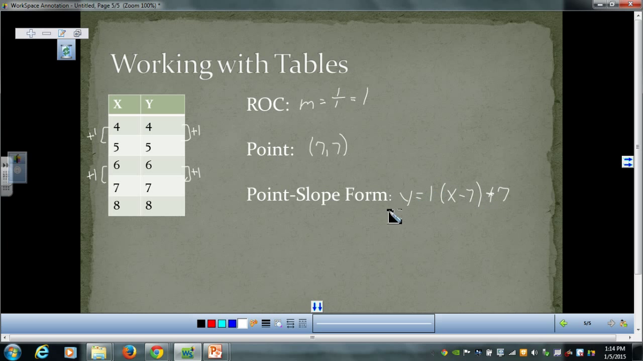Now, remember what we discussed in prior lessons: if I wanted to find out if your answer was equivalent to what I have, I can convert this to slope-intercept form. So I could distribute. So y equals 1x minus 7 and then plus 7. And then I would get y equals x. So if you were to do the same thing to your equation, you should also get y equals x and would know that you are correct.